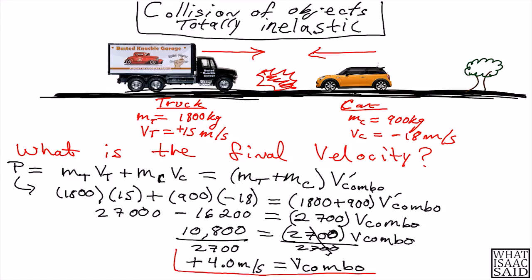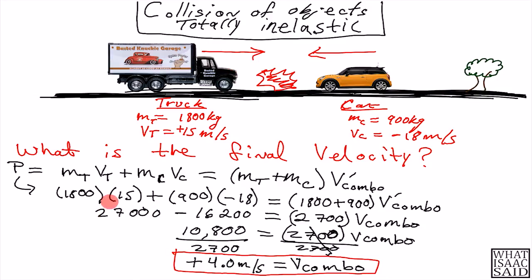And this is our velocity of both objects as they hit each other. So what does that mean? That just means that as this truck collides with this vehicle, after they hit each other, they're still going to move in the positive direction at 4 meters per second. Notice that the velocity of the truck is a lot smaller than the velocity of the vehicle. However, because the vehicle has half of the mass of the truck, it has a greater momentum.